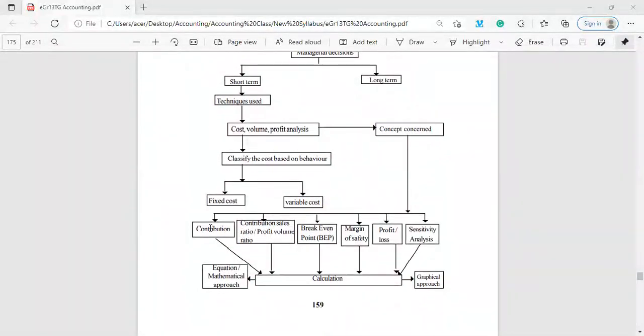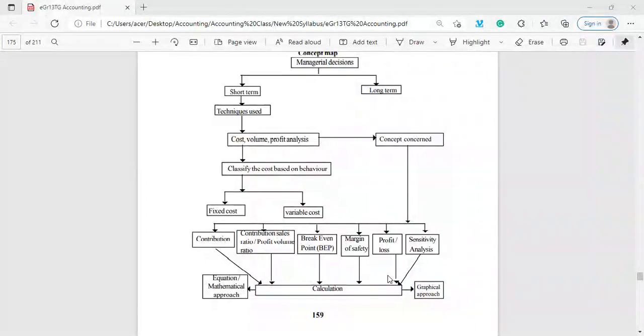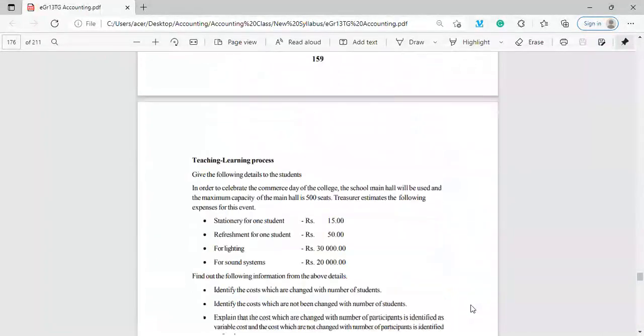And we have to learn these concepts. What are the concepts? Contribution, contribution sales ratio, or we say profit volume ratio, break even point, margin of safety, and profit or loss, and sensitivity analysis. We will learn one by one, right? And we can do this cost volume profit analysis using our equations or mathematical approach, or graphical approach. I will teach both of them. So if you learn all this, the cost volume profit analysis is done, and you have a 10 marks question in the second paper, second part.